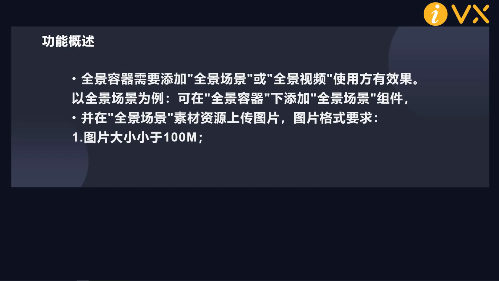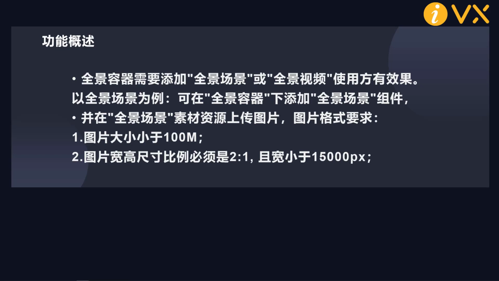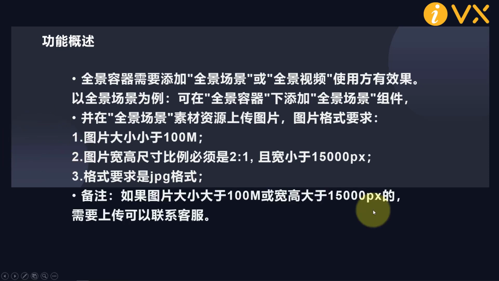Please note that the picture resource we upload has several requirements. First, the size of a picture must be less than 100 megabytes, and the width-height ratio of the picture must be 2:1. Why 2:1? That's because our panoramic camera takes panoramic pictures at 2:1, and its width must be less than 15,000 pixels. The third point is that the format must be JPG. Of course, the first 2 points can be relaxed.